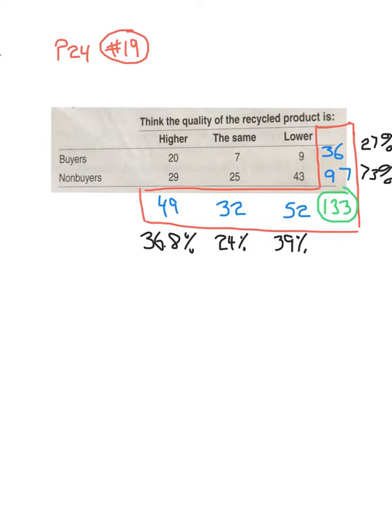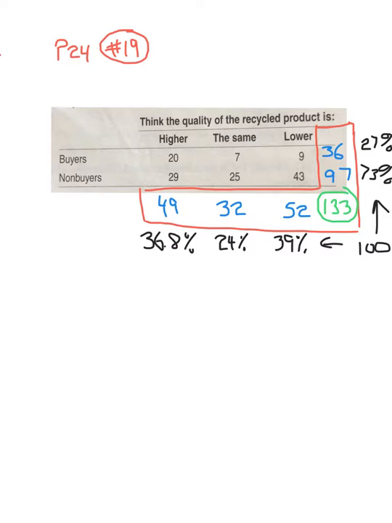So here I've done the percentages. We take 49 divided by 133, 36.8. Now, these three percentages should add up to how much? Well, 100%. And that's in both cases. So this row, that column and that row, they should all add up to 100%. If they don't, you made a mistake. So let's answer the question.